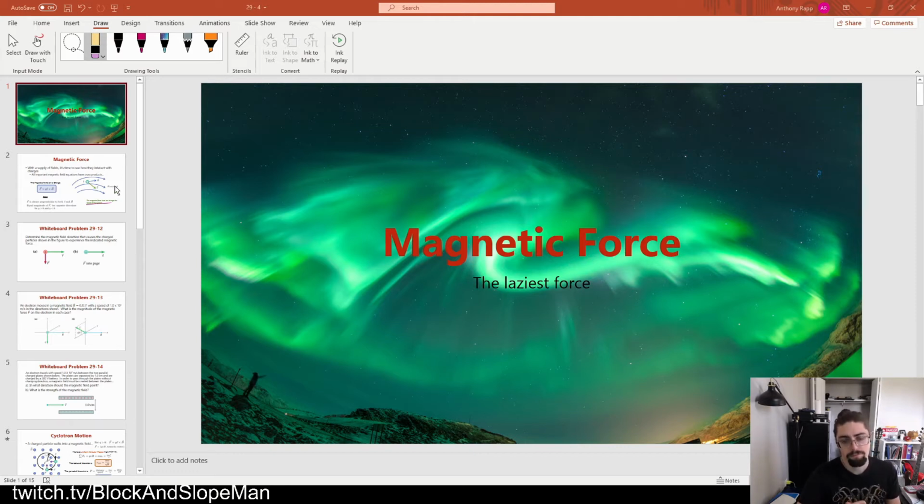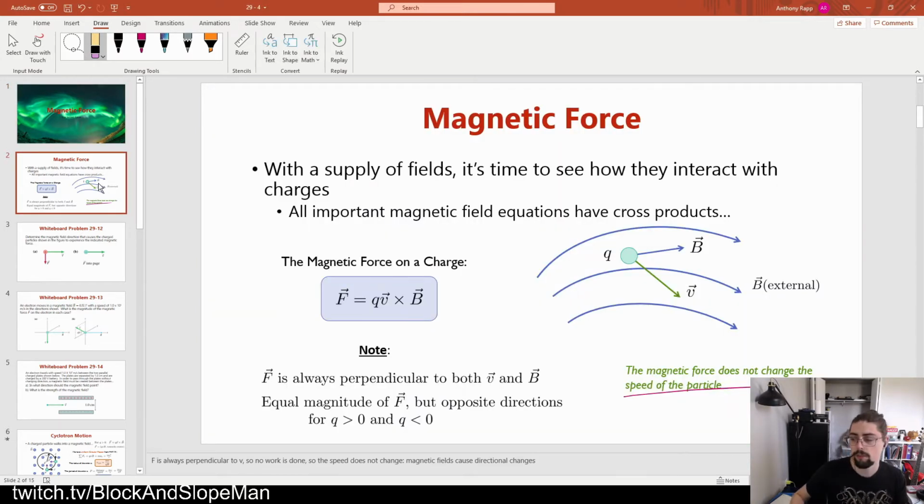Let's take a look. Magnetic forces act a little bit differently. From what we remember of the electric force, a charge times the electric field gives us that force, and the direction is given by the direction of the electric field. Easy, nice. The magnetic force is a little bit strange. There's a cross product in here, which should hopefully not come as a surprise, because as I've stated before, every important magnetic equation has a cross product in it somewhere. But I want you to think about what that means.